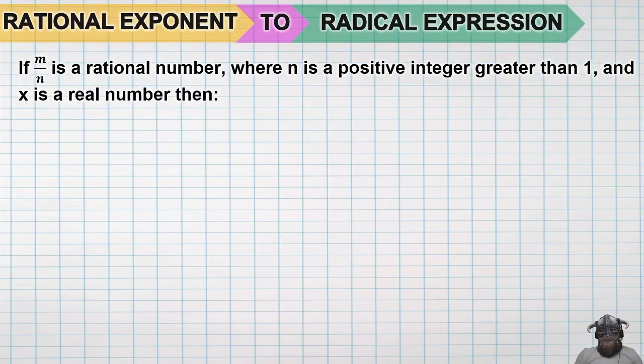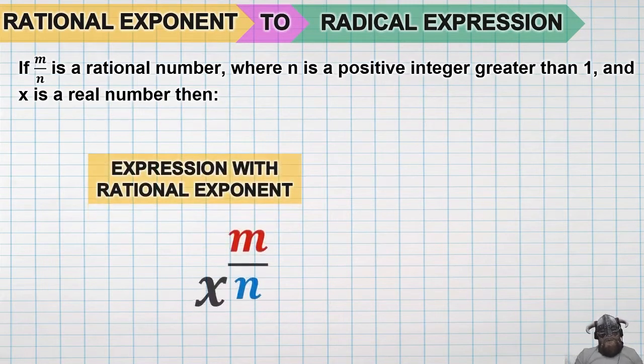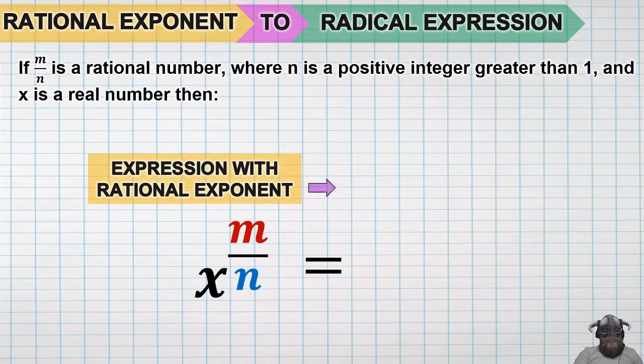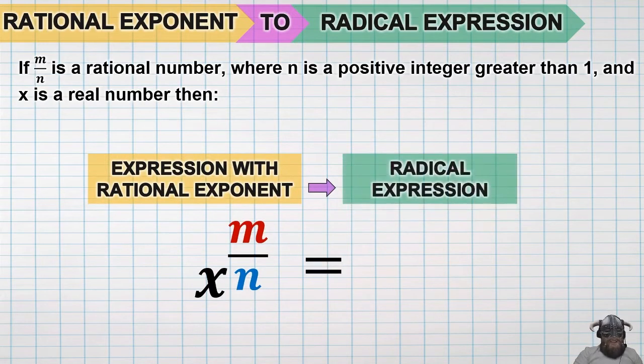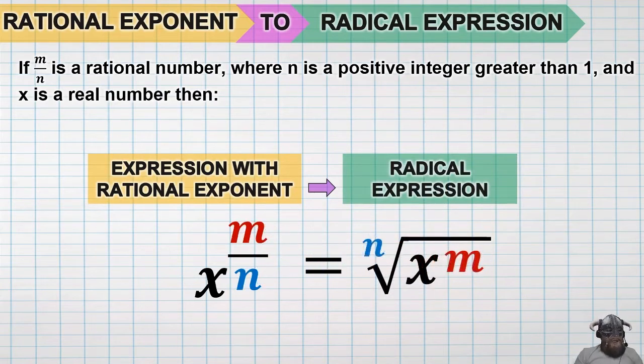If m over n is a rational number, where n is a positive integer greater than 1, and x is a real number, we can say that in this expression, x raised to m over n, it can be converted into a radical expression in the form of the nth root of x raised to m.